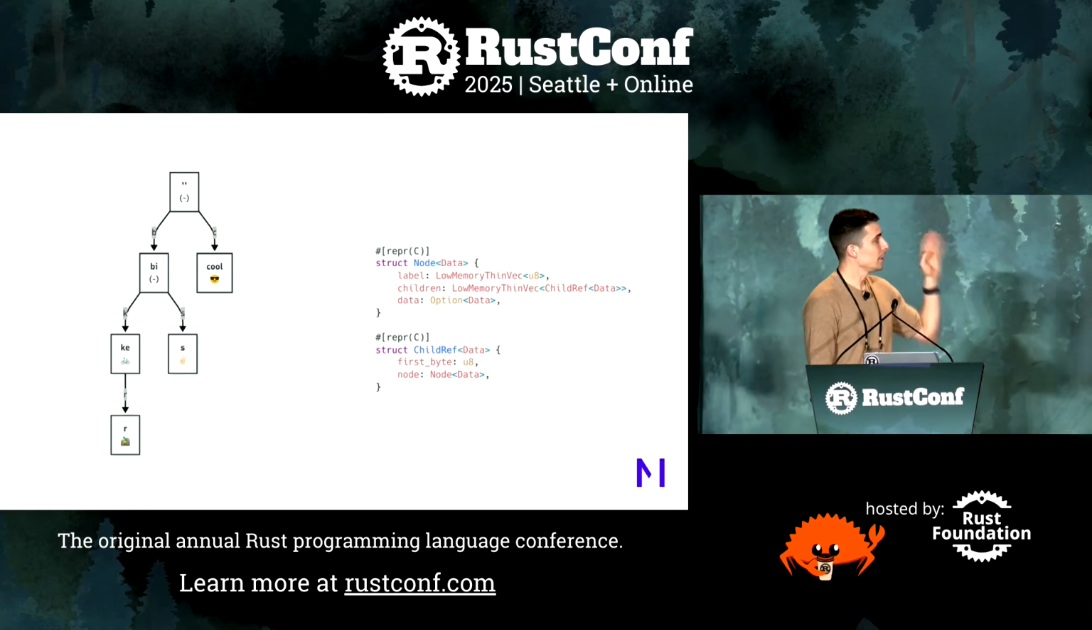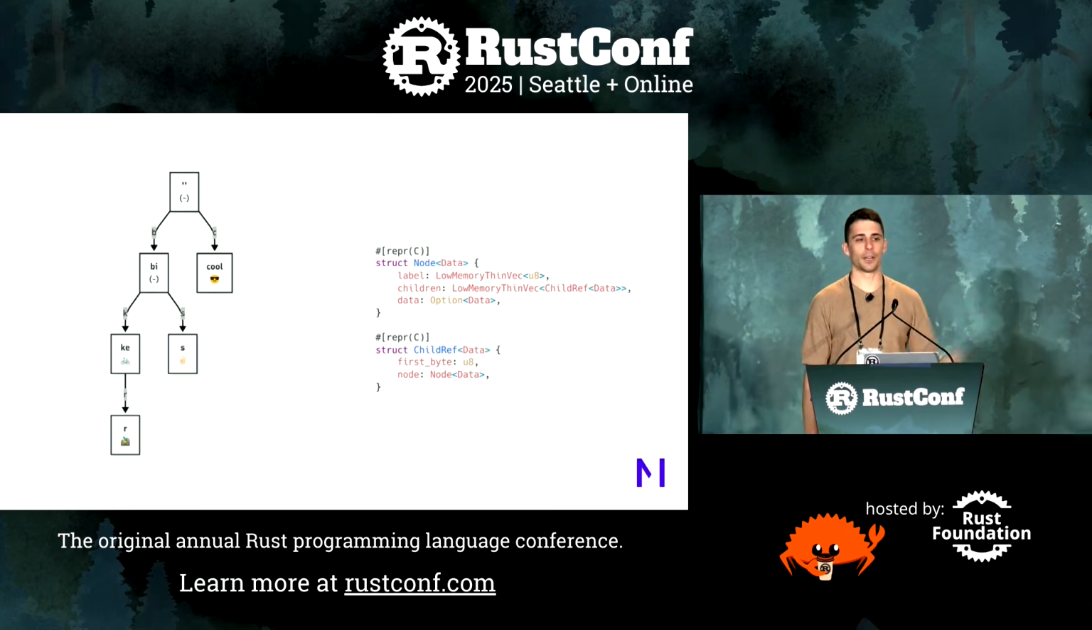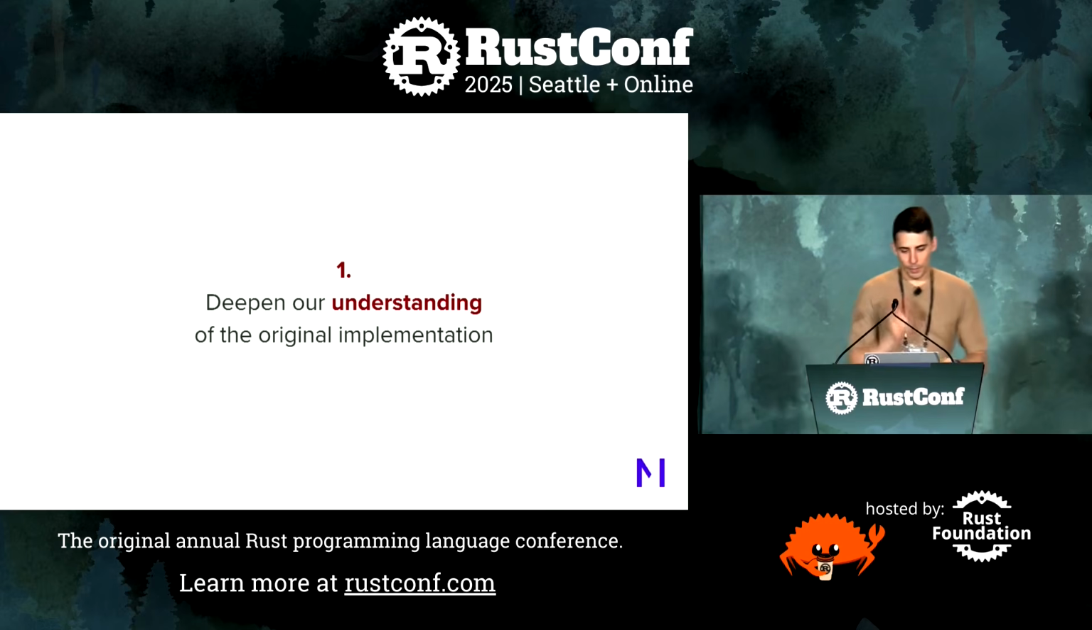And most importantly, this implementation, this baseline TrieMap, is 100% safe Rust. So we don't have to worry about the correctness of the unsafe code when we're reasoning about the correctness of the data structure. Why would you do this?